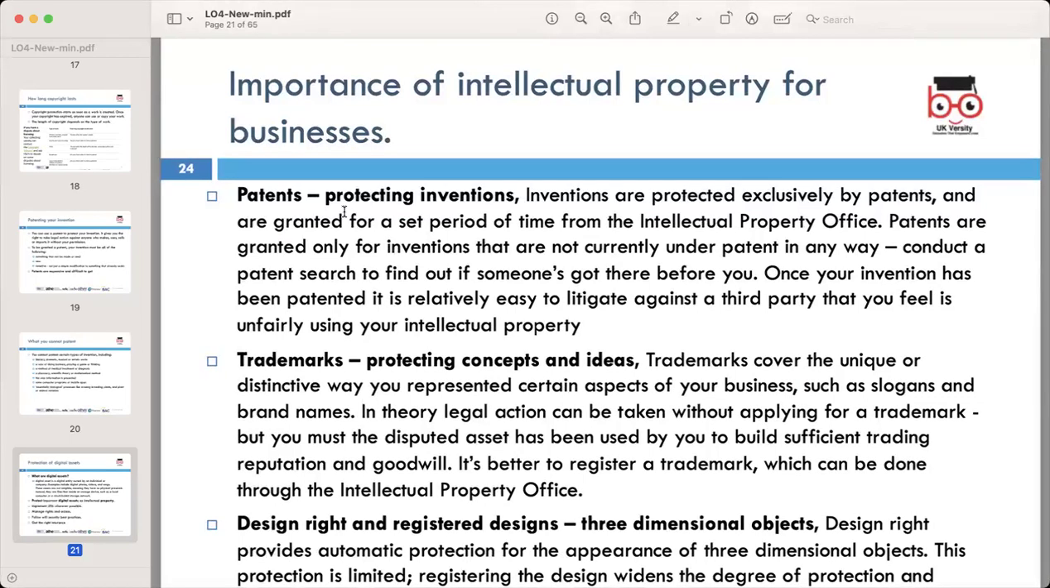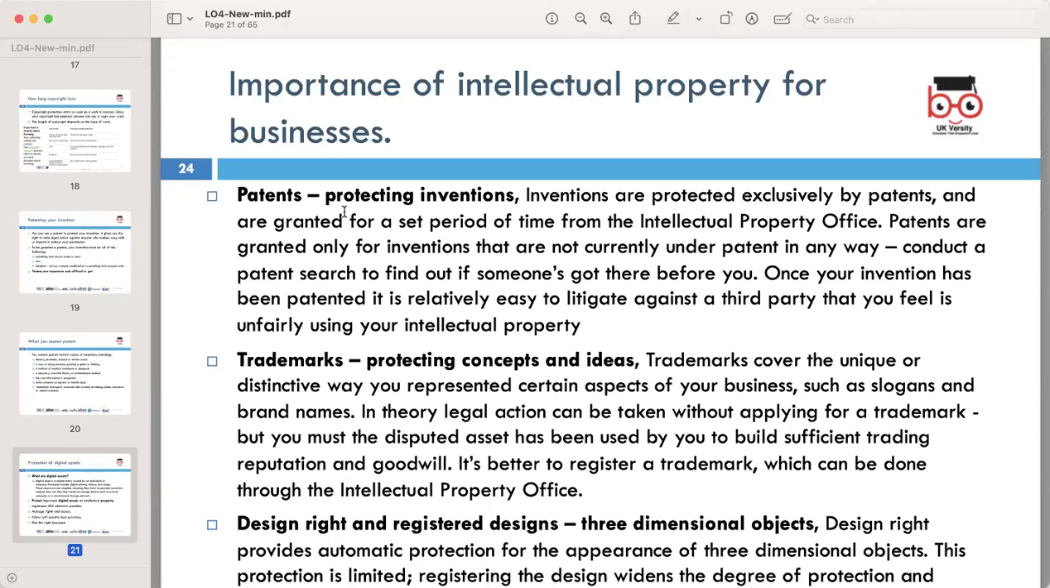No further questions. Patents play a vital role in safeguarding inventions, exclusively protecting them for a defined period from the intellectual property office. Litigation against third parties unfairly using patented inventions becomes more accessible.